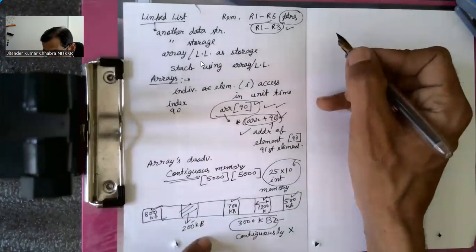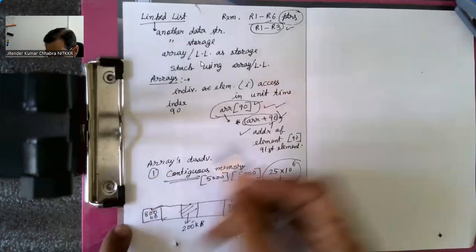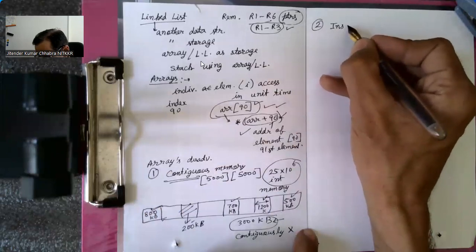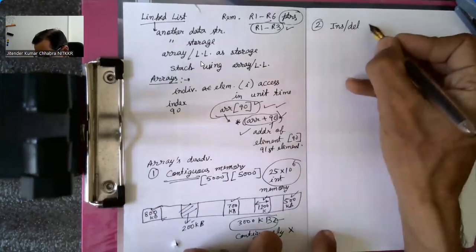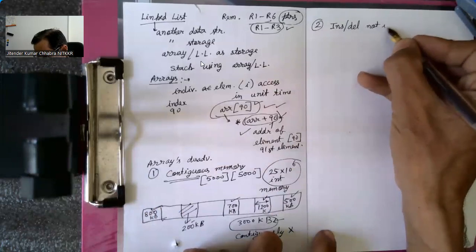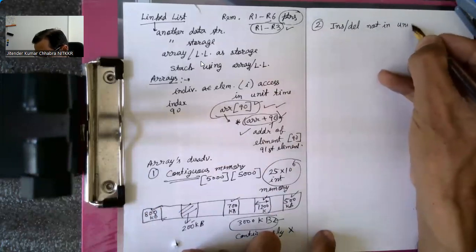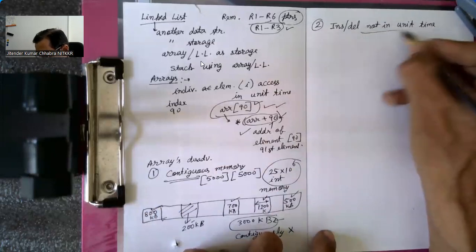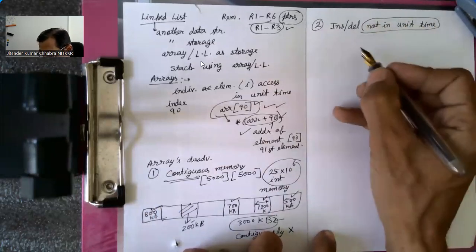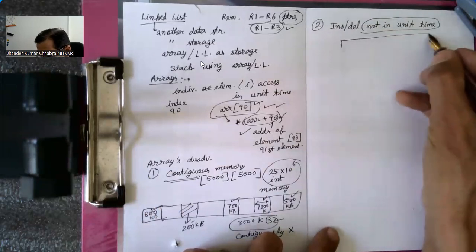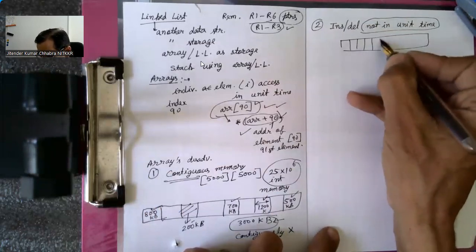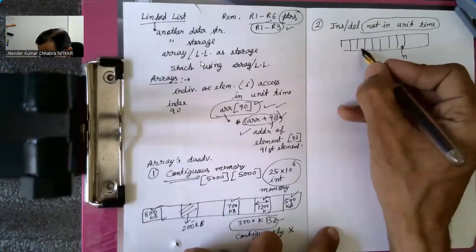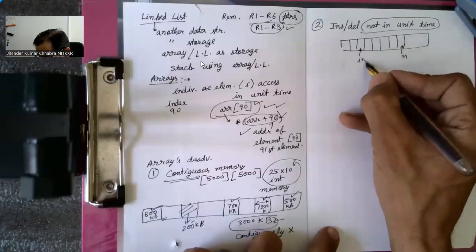So that's one disadvantage. Not only this, the array has an additional disadvantage: insertion and deletion operations are not in unit time. In general, if you want to do an insertion at any random location in the array, it is not in unit time. For example, if you have an array with data fields up to, let's say, n, and you want to insert a value here.